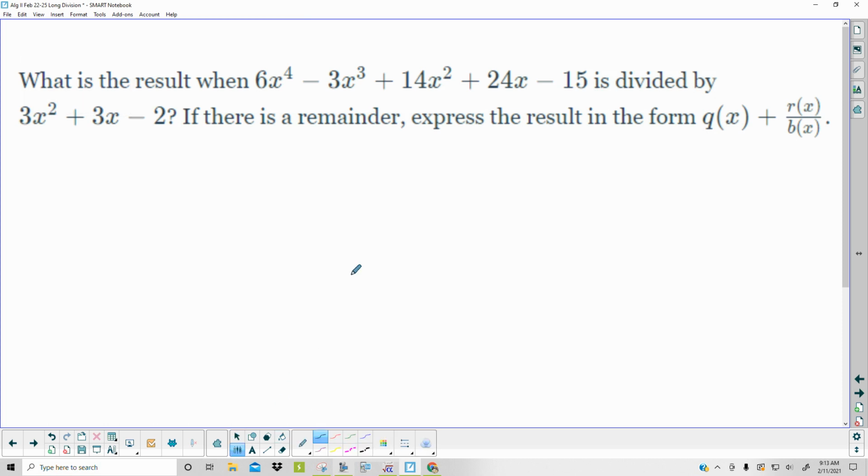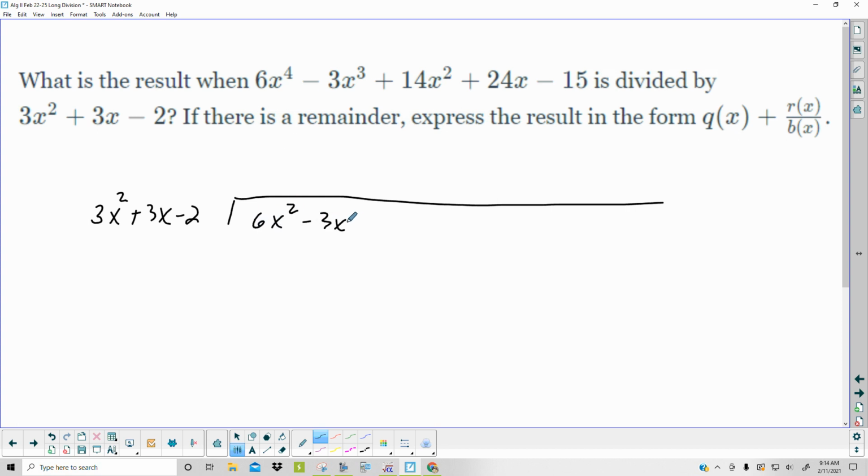Glad I checked. Okay. So this big old polynomial is being divided by this big old one. Don't let it bug you. You go through the same process. 3x squared plus 3x minus 2 is on the bottom. This whole thing is inside. Whoops, I'm already making mistakes. Minus 3x cubed plus 14x squared plus 24x minus 15.